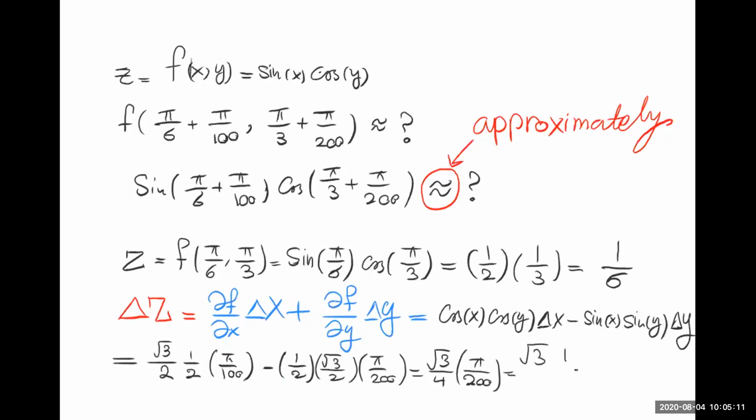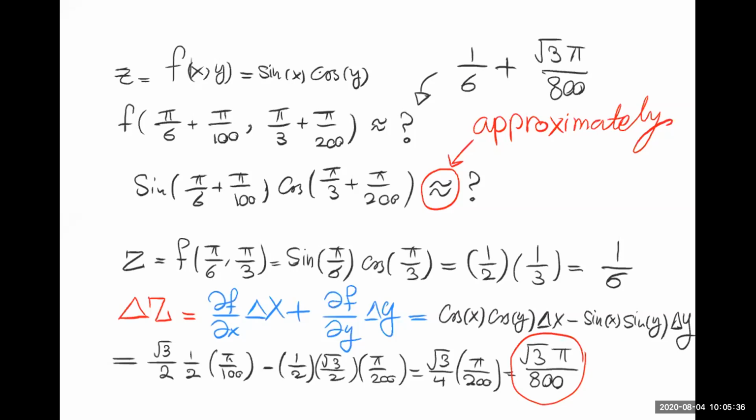Finally, we get square root of 3 pi over 800. That's the change in z, and it's positive. It means the value of the function at this nearby point is almost equal to 1 over 6 plus this square root of 3 pi over 800. Okay, so here we have the answer.